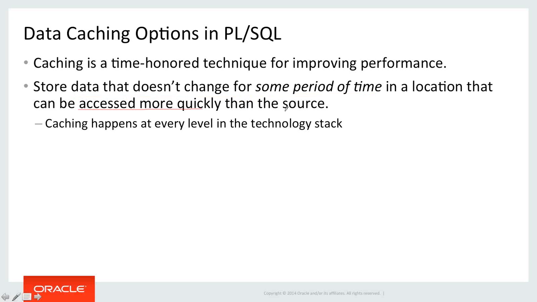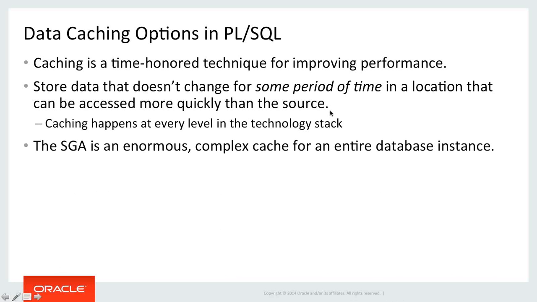So for example, to look at an extreme case, Oracle database data are sitting in files in the operating system. Imagine if every time you wrote a query, you actually read the data from the file. That would be ridiculously slow and cumbersome. So instead, Oracle creates the system global area, the enormous complex cache, to support the entire database instance and share information as much as possible, data that is static for some period of time. And caching happens at every level in the technology stack. You hear about application server caching, mid-tier caching, database caching. So like I say, time-honored technique.